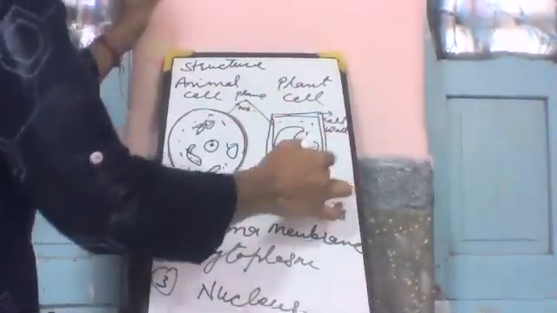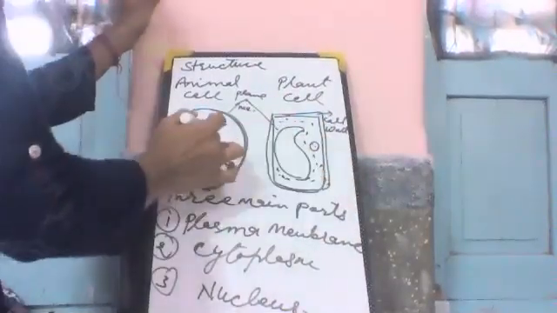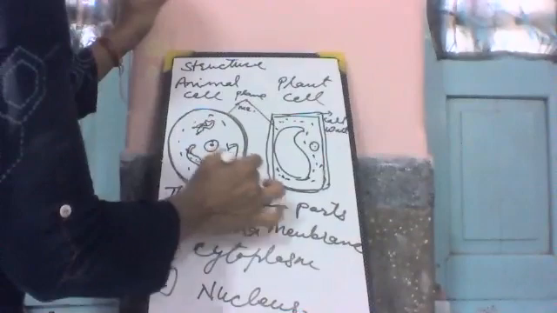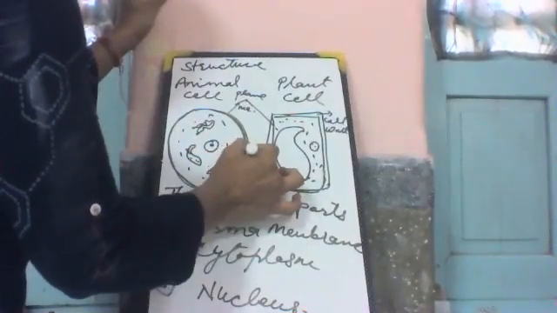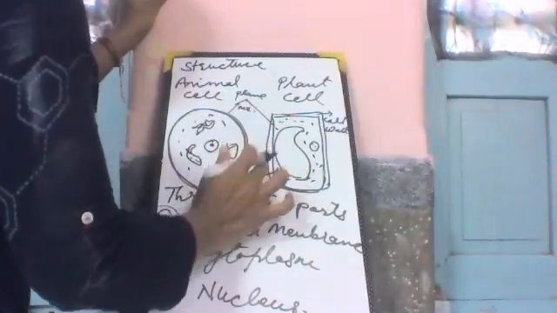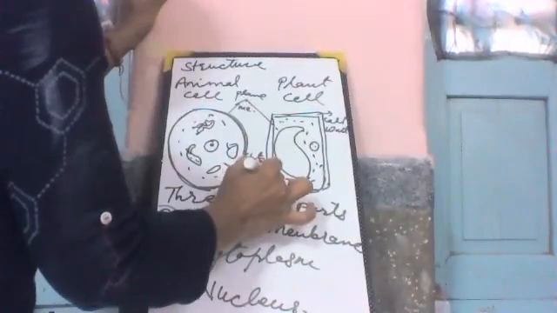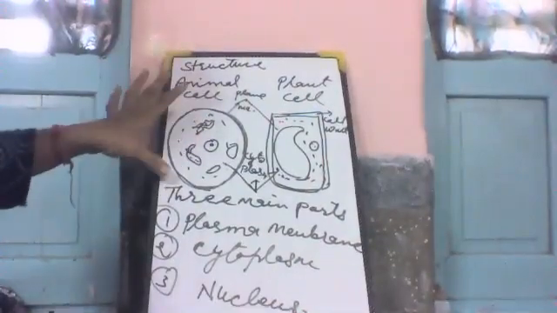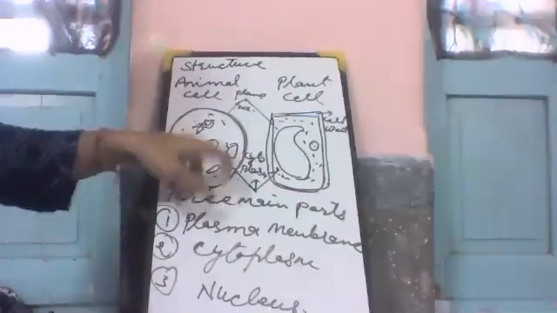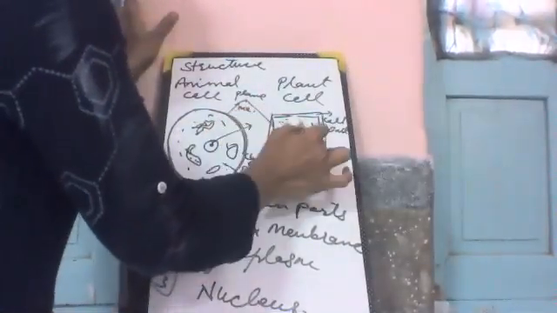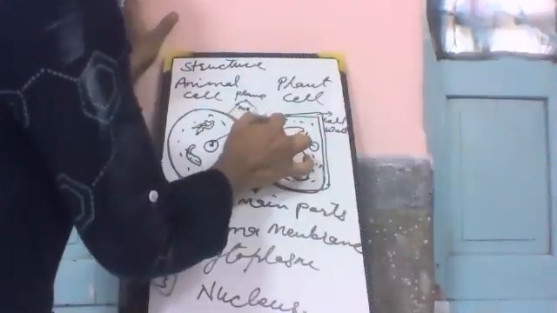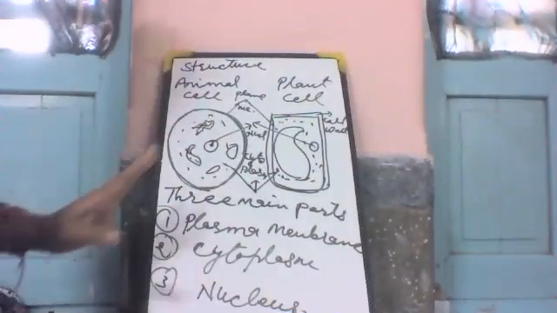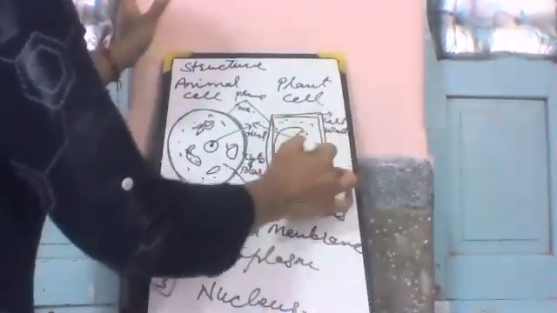The other thing, except the nucleus and plasma membrane, the whole part is known as cytoplasm. Which one? This. Except the nucleus and plasma membrane, the rest of the part is known as cytoplasm. And this is the nucleus. These are all three parts: plasma membrane, cytoplasm, and nucleus.